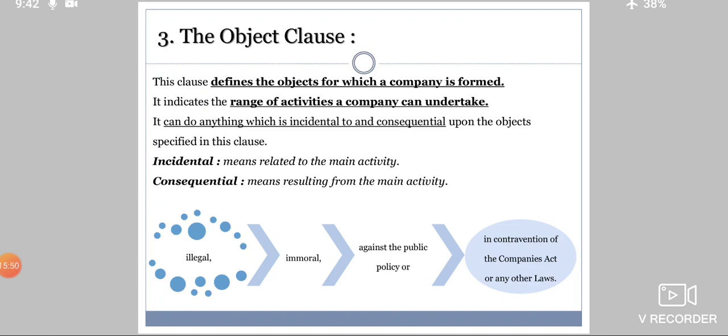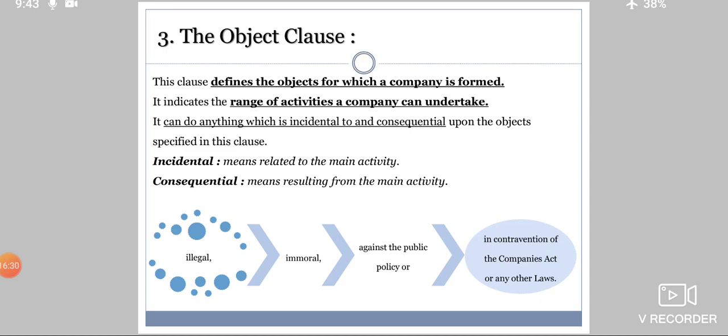Coming to the third clause, the object clause. What is the object? See, this clause defines the objects for which a company is formed, why the company is formed, what work the company is supposed to do. It indicates the range of activities a company can undertake, what all works the company can do. See, it can do anything which is incidental to and consequential upon the objects specified in this clause. See, incidental means related to the main activity.